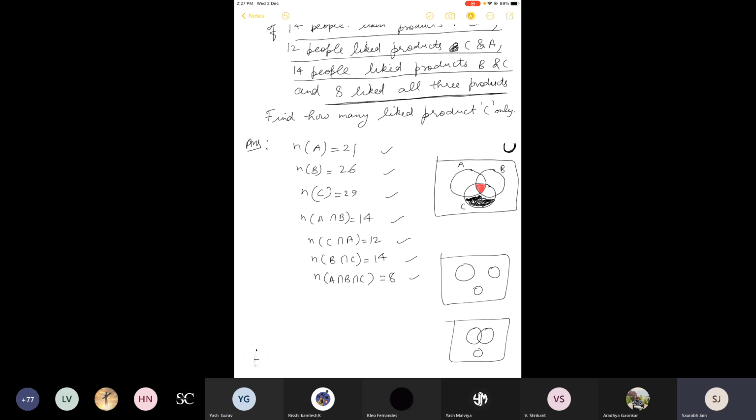What is N(C)? It is not N(C) actually. It is N(C) minus some portion. So how to find it? Yes, anyone? Can you express this shaded area in terms of sets?